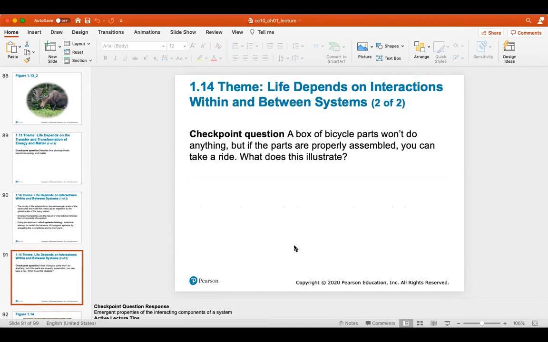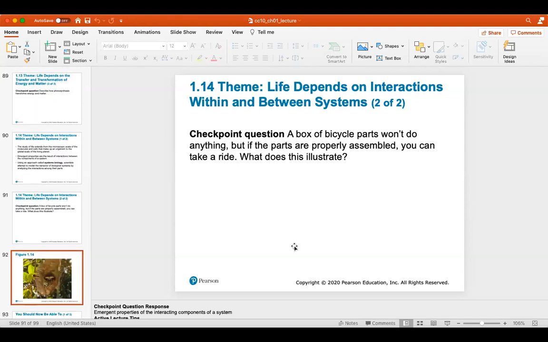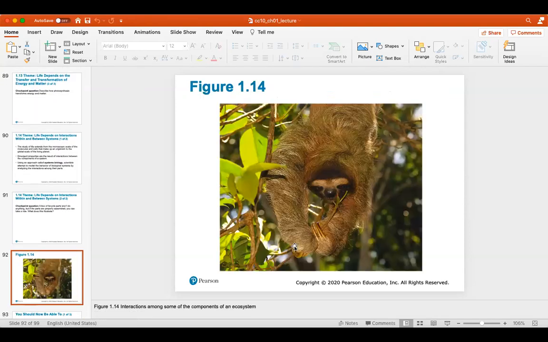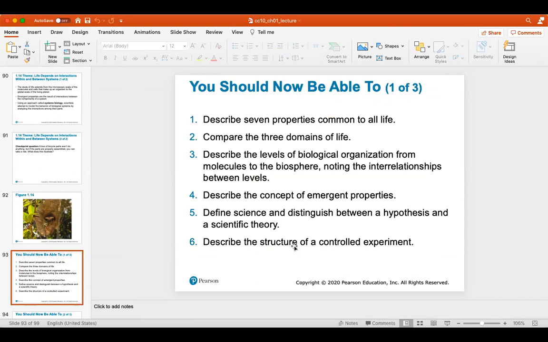So for example, a box of bicycle parts won't do anything, but if the parts are properly assembled, you could take a ride. And what does this illustrate? It illustrates the emergent properties of the interacting components of a biological system. So here's a look at the interactions among some of the components of an ecosystem.